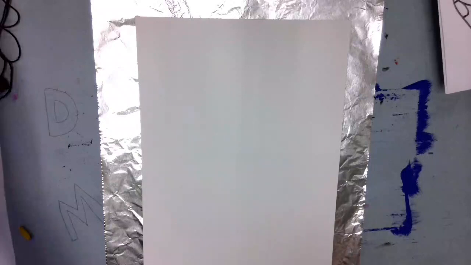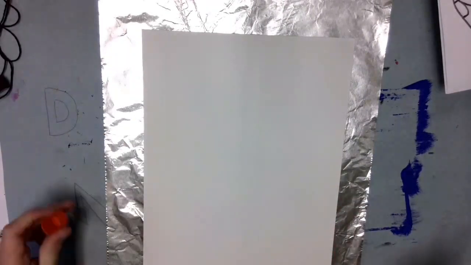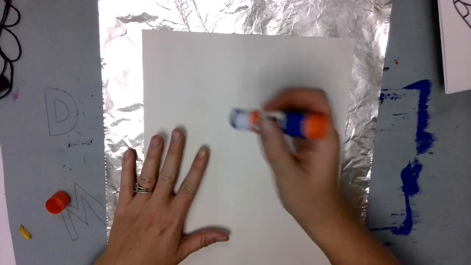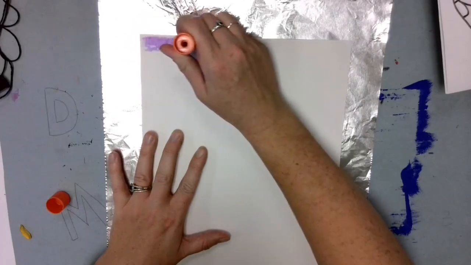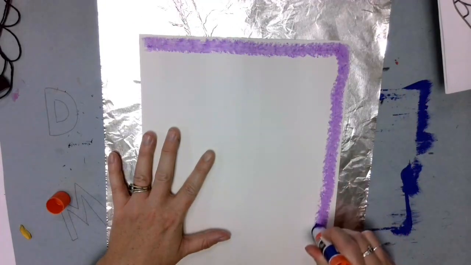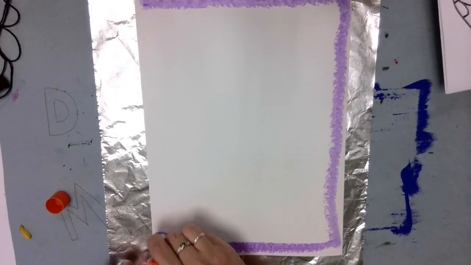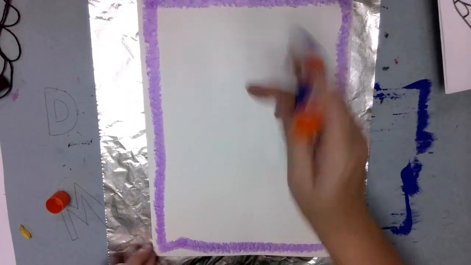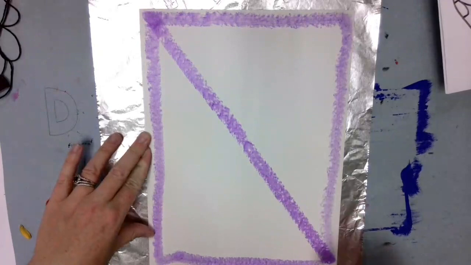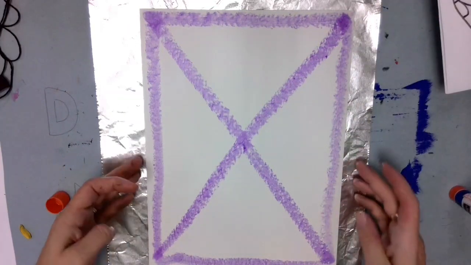All right, so you need your glue stick. And the first thing we're gonna do is I'm laying my tag board right on top of my tin foil. And I'm gonna use my glue stick to create a frame. So I'm going along the edge of my paper, covering the top, bottom, and sides. And then I'm going to make an X in the middle that goes from one corner to the other, like this.